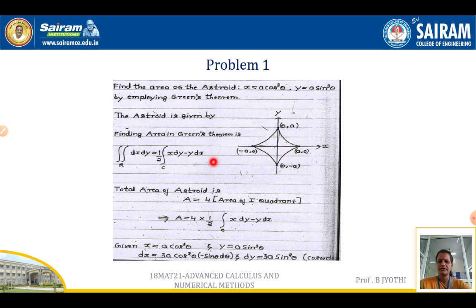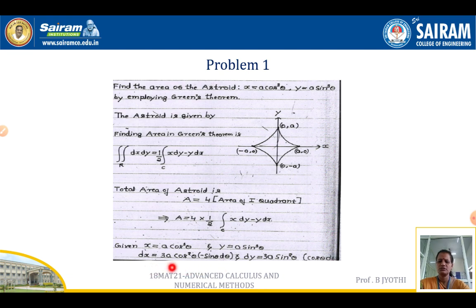Finding the area in Green's theorem: the double integral over R of dx dy is half times the integral along C of x dy minus y dx. The total area of the asteroid A equals 4 times the area of any one quadrant. So that is given by 4 times half of the integral along C of x dy minus y dx, given x equals a cos cube theta and y equals a sin cube theta.